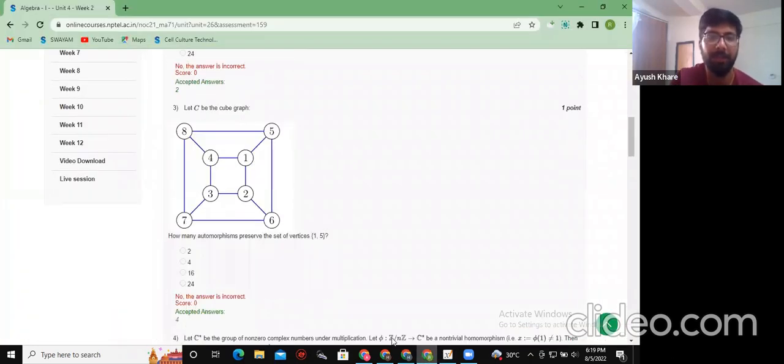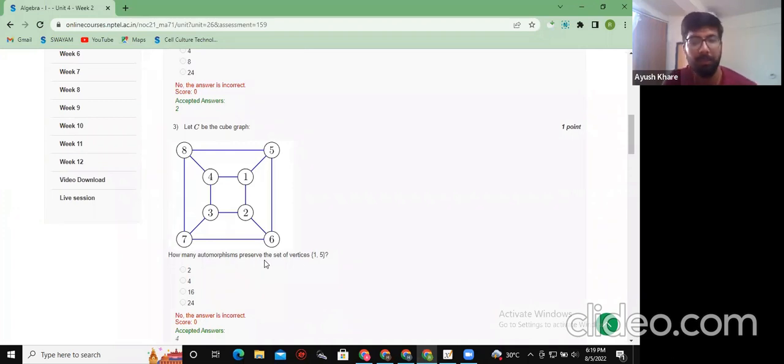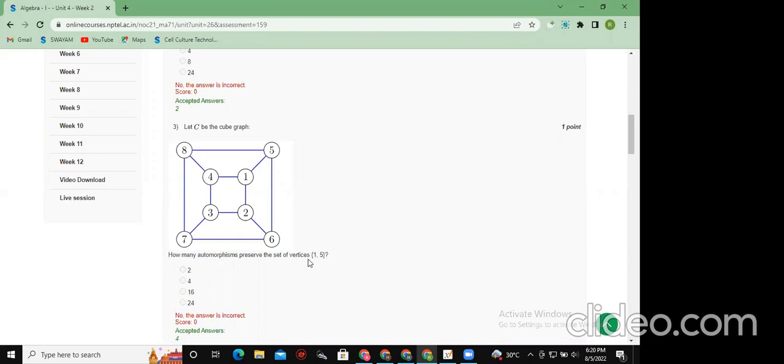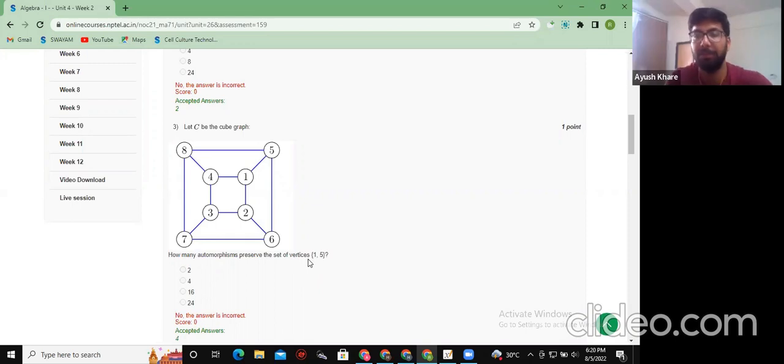So same here. Now it's given that the automorphism should preserve the set of vertices 1, 5. So here you are given a bit of liberty that your 1 can be mapped to 5 and 5 can be mapped to 1. They are not fixed, but they have to map to each other. Either 1 is mapped to 1 or 1 is mapped to 5. You need to count those automorphisms. First your automorphism should preserve this set, and then it should preserve the set of all edges. So it's a question of similar nature. There will be 4 such automorphisms. Now it's up to you. You need to compute and see which automorphisms make sense and which do not.